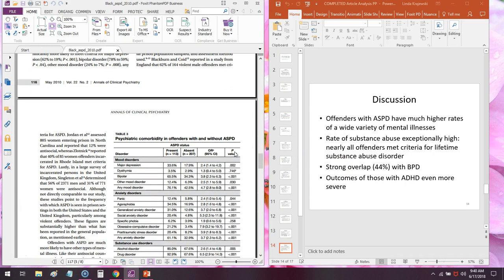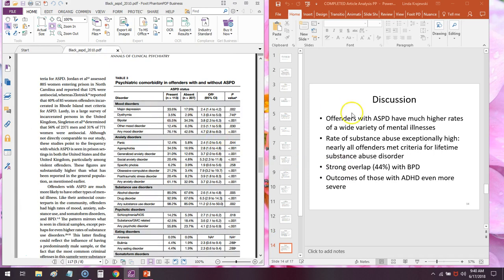We also noted, as we saw in our table 3, offenders that have antisocial personality disorder have lots of other mental illnesses going on. Substance abuse was strong, and also borderline personality disorder, which is another highly impulsive disorder. Those who had ADHD and antisocial personality disorder had very severe outcomes.